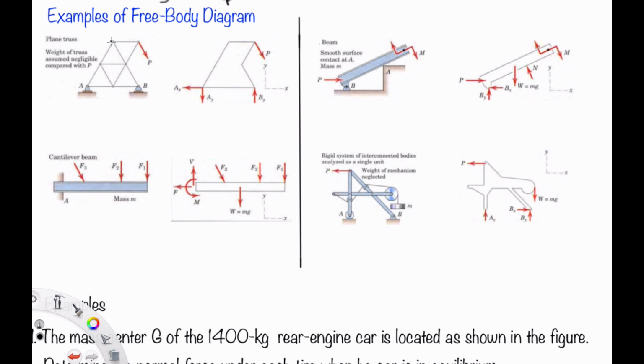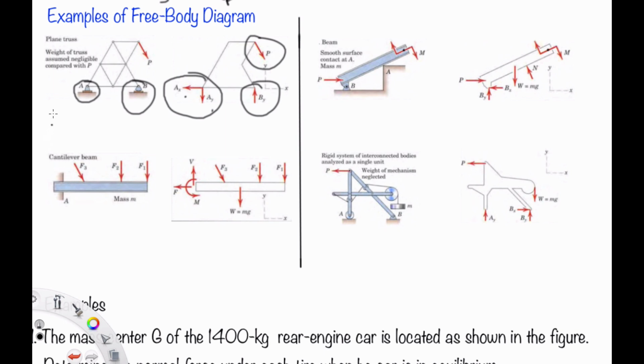In a plane truss, for the first condition of the plane truss, the weight of the truss is assumed negligible compared with the P. So it means that the force P is very large, and then the weight of the truss can be neglected. If you have this condition, please remember that this is a pin connection, and this one is a roller support. The pin connection has two forces here, Ay and Ax, but the roller only has a normal force, and P is the force that is exerted on this plane truss.